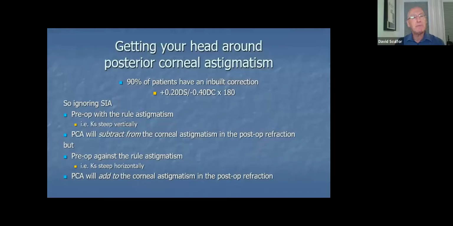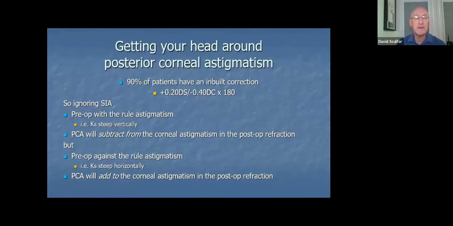So to get your head around posterior corneal astigmatism, you can think of it that 90% of patients have an inbuilt correction of plus 0.2 diopter sphere, minus 0.4 diopter cyl, axis 180. And what that means is when you're doing your toric calculations or considering whether a patient's likely to need a toric, if you ignore your surgically induced astigmatism, if you've got with the rule astigmatism preoperatively, so the keratometry is steep vertically, then the posterior corneal astigmatism will subtract from the corneal astigmatism in the final result.